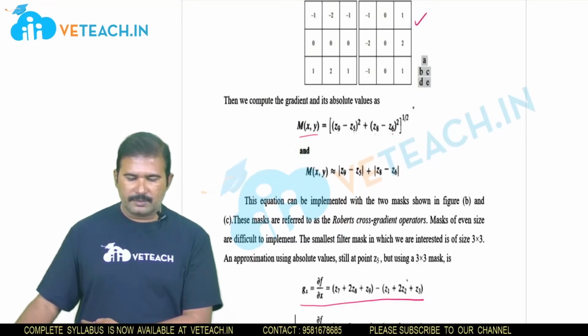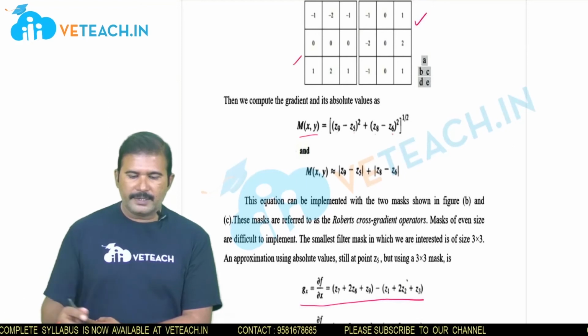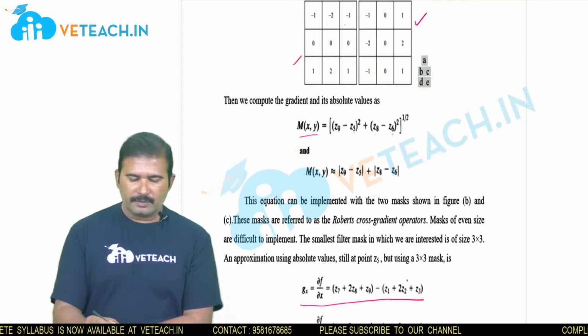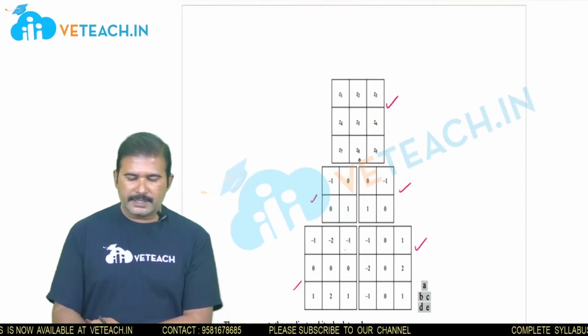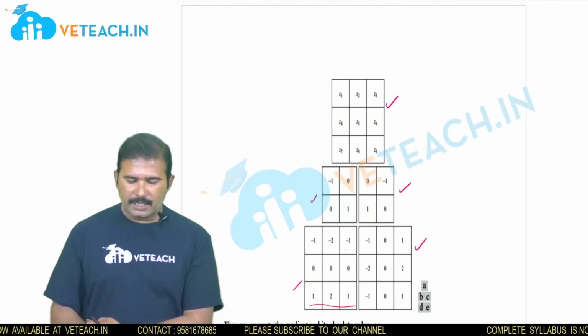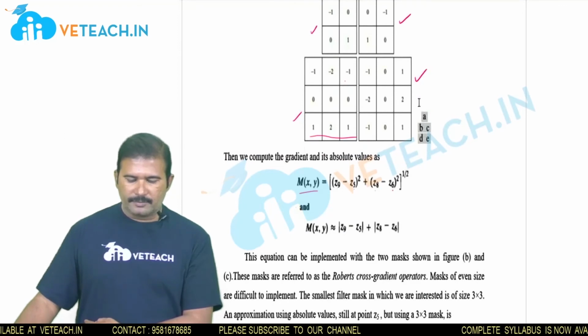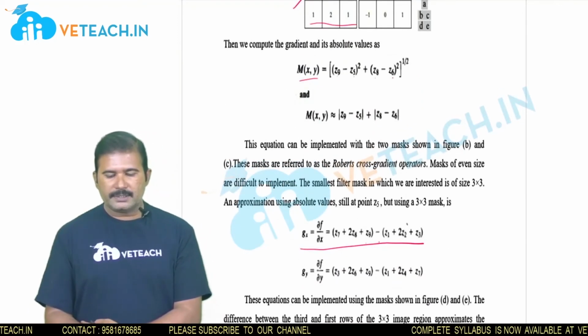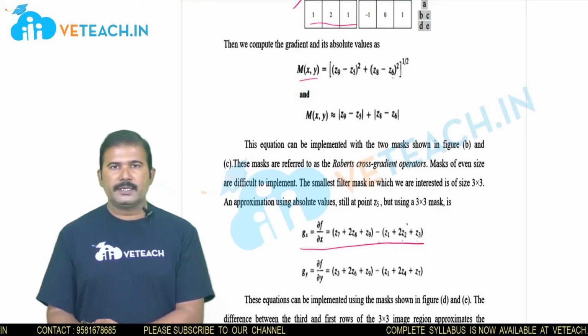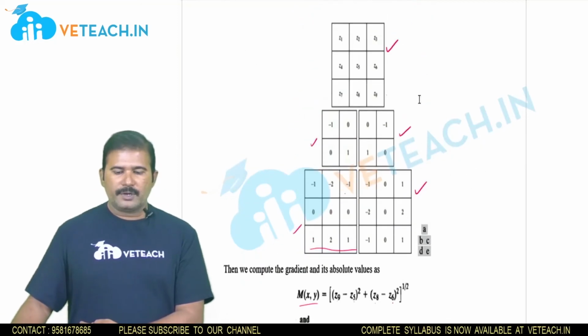If you observe the third one, that is D. See, minus 1, minus 2 and minus 1 are for the first row of pixels, that means Z1, Z2 and Z3. Z7, Z8 and Z9 are the last row. So that is written in the form of the equation: Z7 plus 2Z8 plus Z9 minus Z1 plus 2Z2 plus Z3. So these are defined in the form of a gradient.